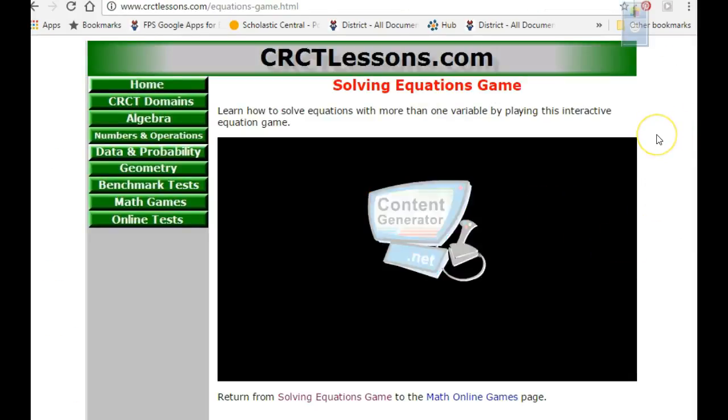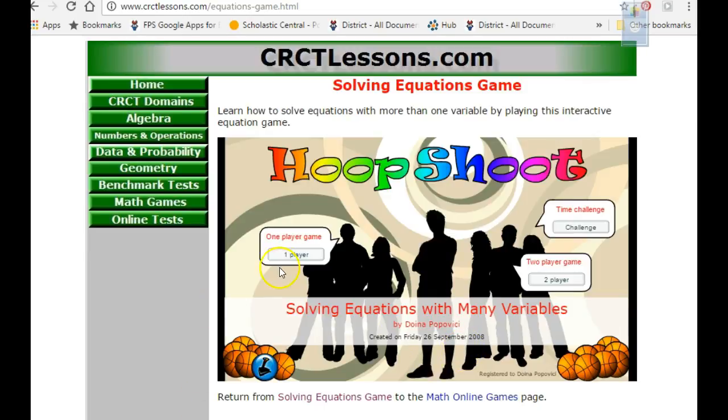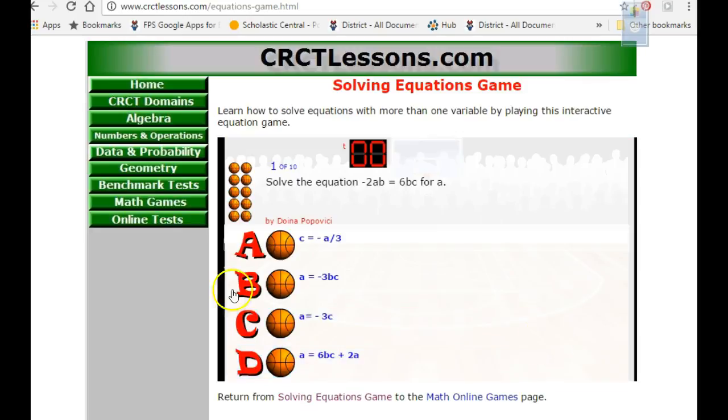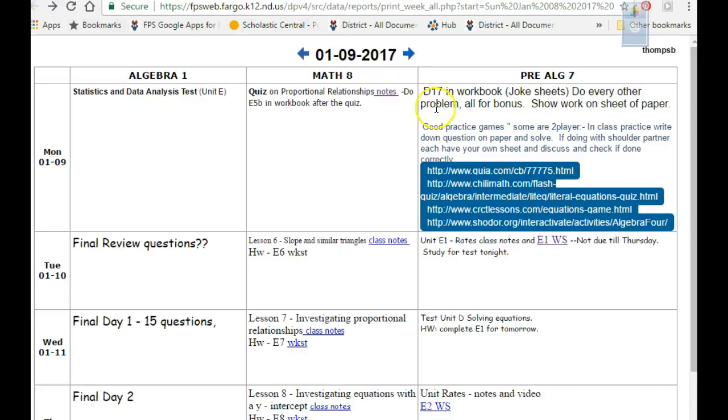Take a look at these. This is the hoop shoot one, okay? You're going to shoot, you put in your name and you can pick your skill level, and now you can play. So obviously this is the rookie level. Solve the equation for A. It's another literal equation, right? So you can pick the different ones, but don't do this till you're done with 17, because that's what's assigned. Some of you, it might be 15, 16.